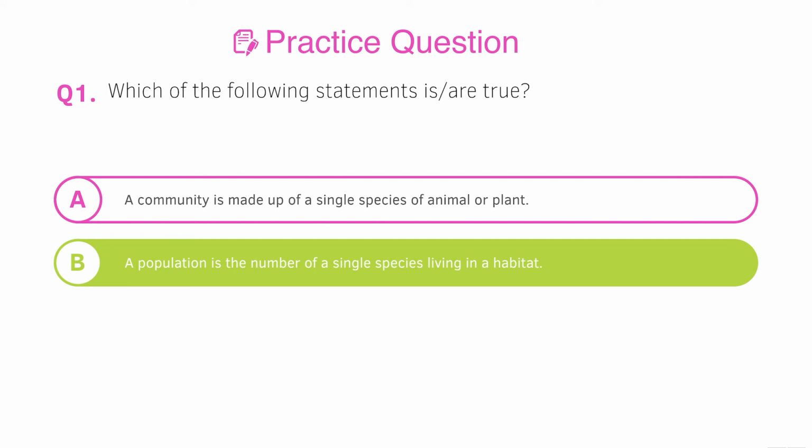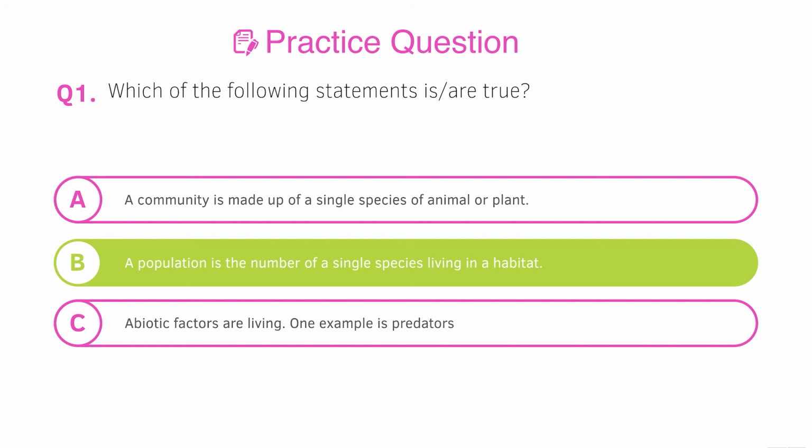B, a population is the number of a single species living in a habitat. That is correct. So that is the correct definition of a population. So can you see here why just learning your definitions is going to give you easy marks, okay? So make sure you commit those to memory.